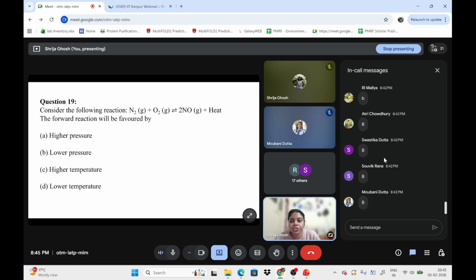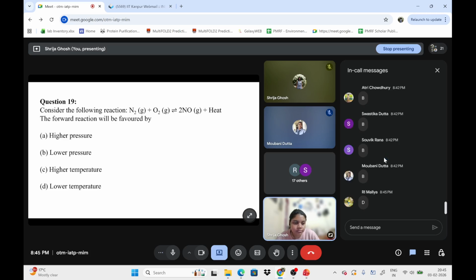Moving on to the next question, question number 19. Consider the following reaction: N2 plus O2 gives 2NO plus heat. The forward reaction will be favored by option A, high pressure, option B, lower pressure, option C, higher temperature, option D, lower temperature. So the forward reaction will be favored by higher pressure, lower pressure, higher temperature, or lower temperature. What would be the correct answer?